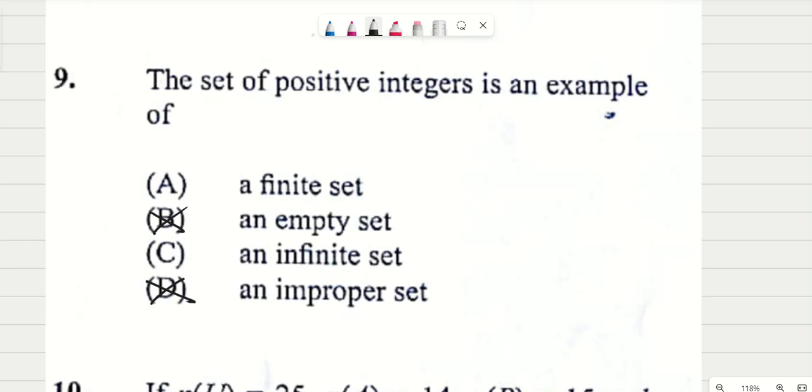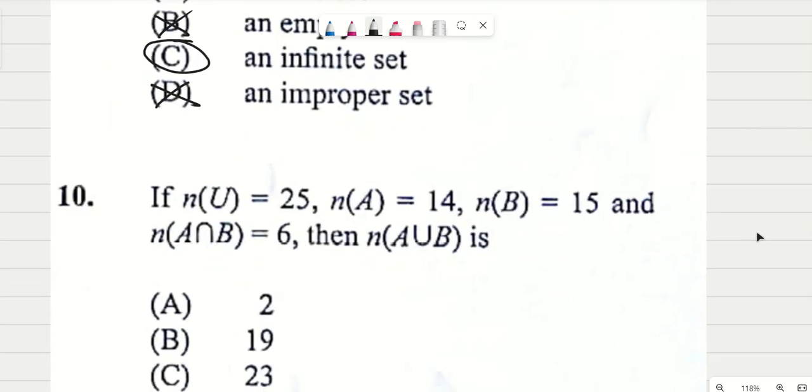Finite means you can count all the items in that set. We cannot count all the numbers in counting numbers because it goes on, right? So A is not our answer. So C is your answer. Positive integers is an example of an infinite set, right?